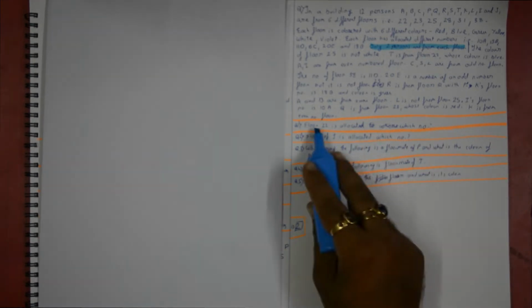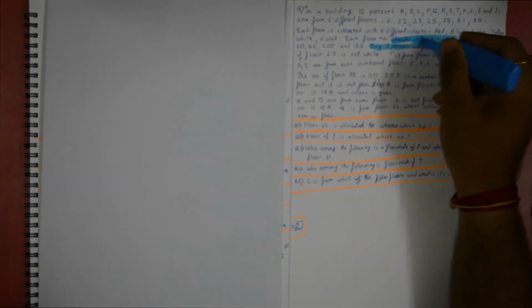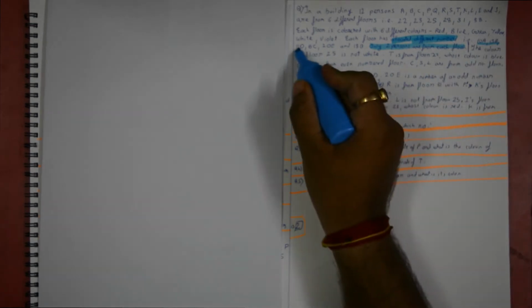The question says: floor number 22 is allocated to which number? So the resident of the floor is required. Sorry, floor number, my bad. If they are asking about different floors, and different floors are allocated different numbers, then if you see this statement, it means they are asking which of these is required. From that perspective, they are asking the floor numbers. So that is one point.